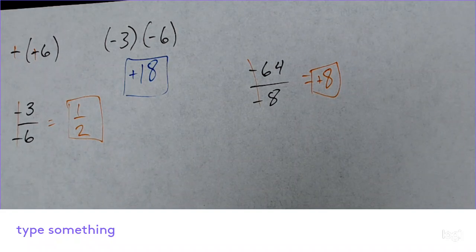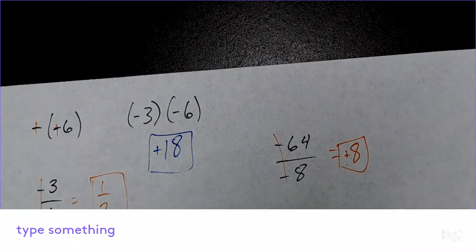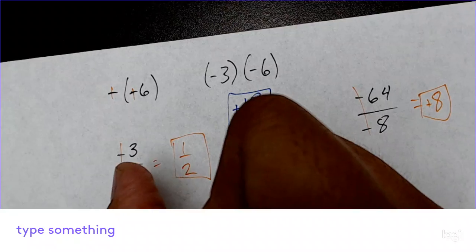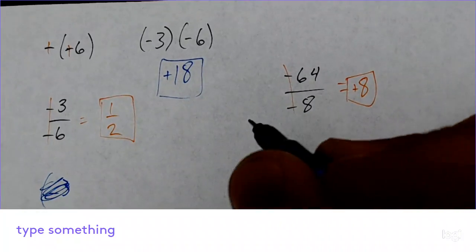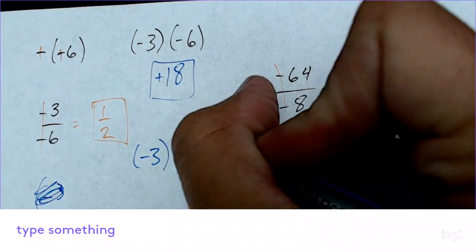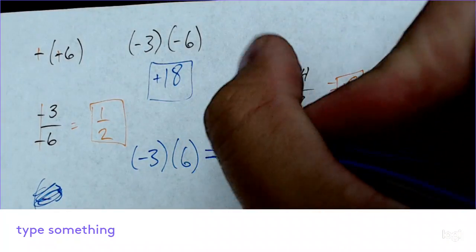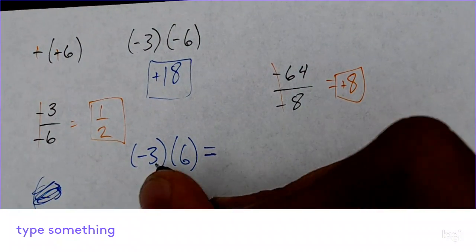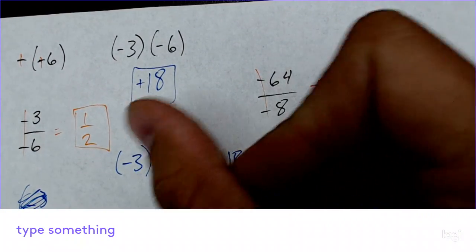All right. Now some of you may be wondering, what if there's only one negative, right? So let's say we had a multiplication problem like negative 3 times positive 6. Well, since there's only one negative, our odd number of negatives rule comes into play. So negative 3 times positive 6 will give us negative 18 because there's an odd number of negatives.